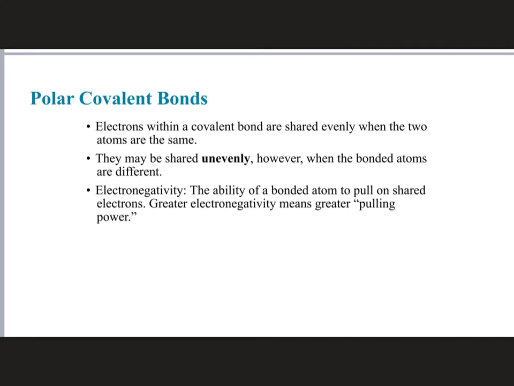Now, in the previous slide, I talked about how the fluorine had a stronger pull on the electrons than the hydrogen did. The amount of pull that a nucleus has on an electron, that principle is called electronegativity. It's the ability of a bonded atom to pull on a shared electron. Greater electronegativity means greater pulling power. In other words, an atom that has more electronegativity is going to pull the electron to its side more often than the other atom will be able to.